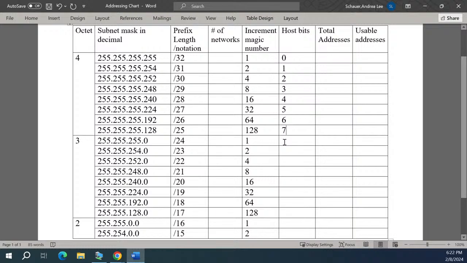Okay, how about right here? What is the 255, 255, 255.0? 8 host bits. 255, 255, 254. 9, right? So we see these patterns. So let's plug that in. Plug everything in. 11, there's 12, there's 13, there's 14, 15, 16, 17.